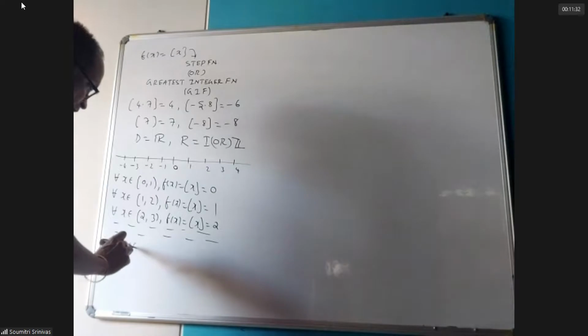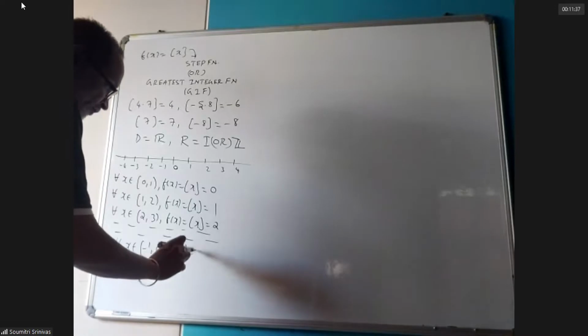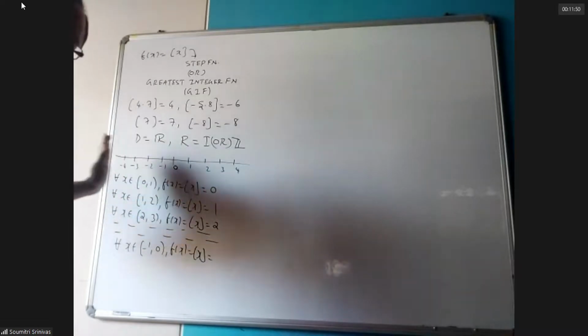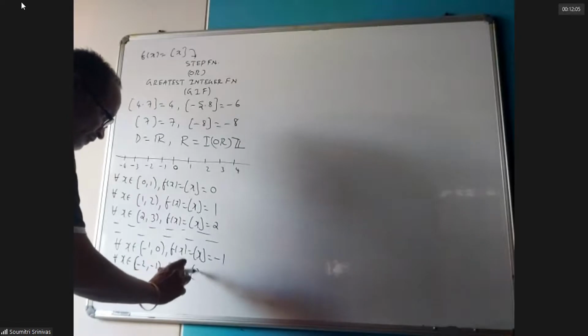For all x belonging to closed minus 1, open 0, f of x is equal to step x. What do you mean by closed minus 1, open 0? Minus 1 included, the numbers between minus 1 and 0. What is the step value? Integer on the left: minus 1. Nearest minus 1. Closed minus 2, open minus 1: f of x is equal to step x is equal to minus 2.